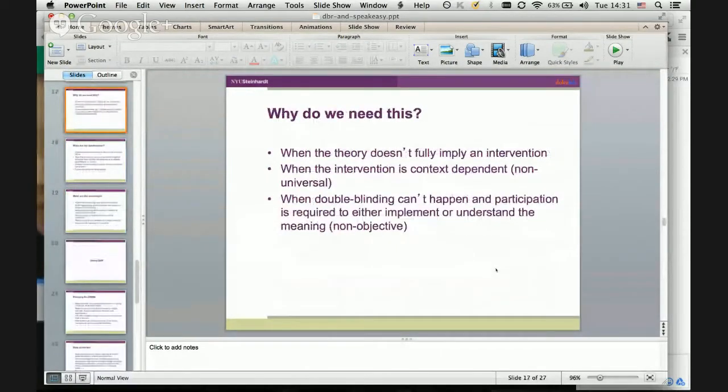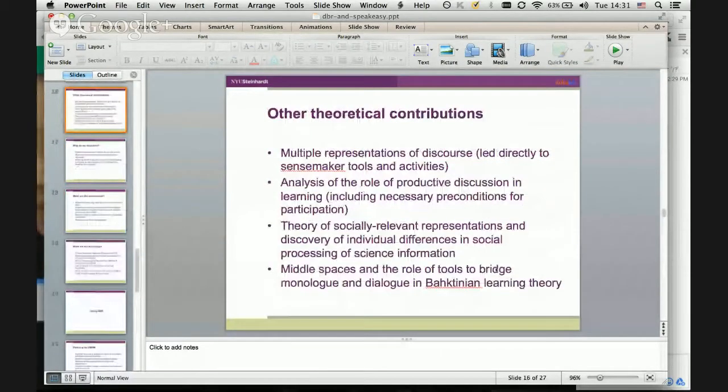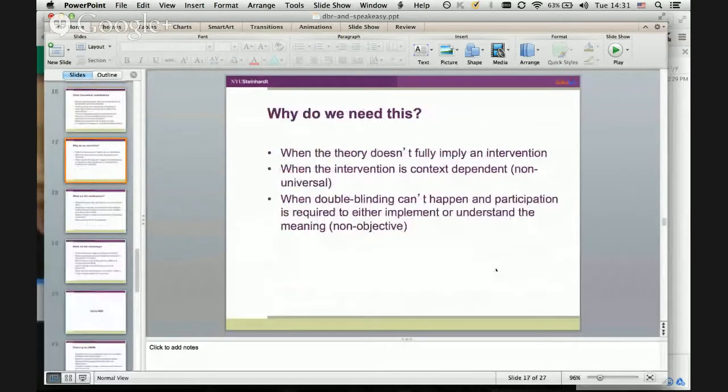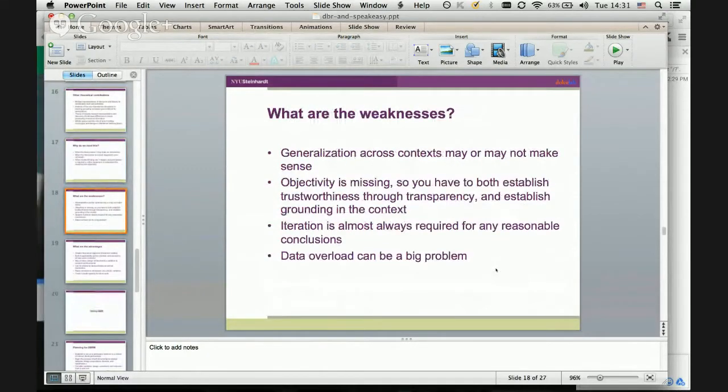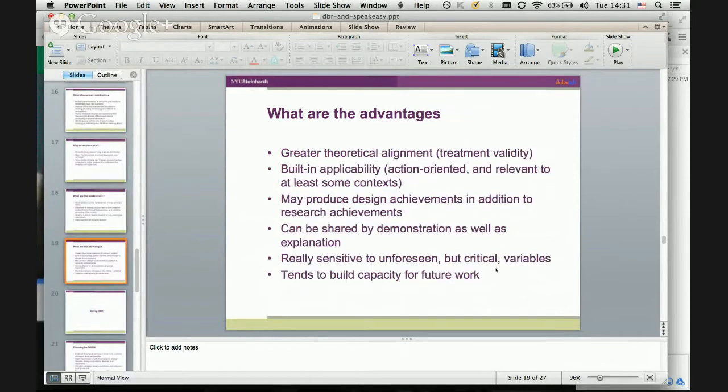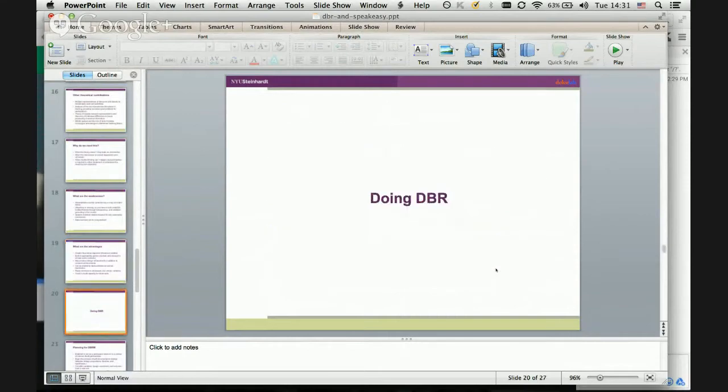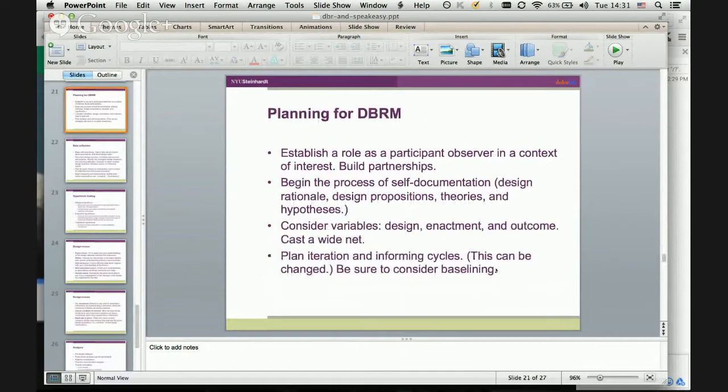Some of the things we could talk about. One is why do we need DBR? Another way of putting that is when would you bother to do this extremely hard methodology? What are some of the weaknesses that you have to anticipate in terms of getting your work out there and blind spots the method has? What are some of the advantages that the method has? And then finally, I have some practical advice here on doing DBR.